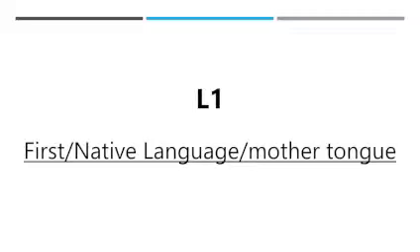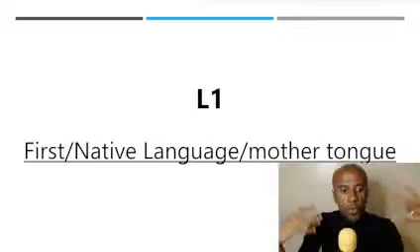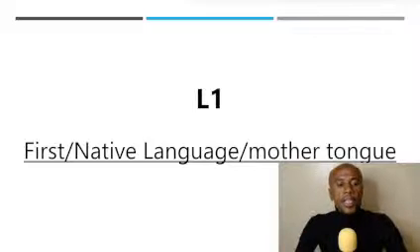Now, of course, L1 is an important concept in language education and in linguistics, as it can have a significant impact on a person's language learning and language use. For example, a person's L1 may influence the way they learn a second language and may also affect their ability to use the second language in different contexts. So in language education, L1 is often taken into consideration when teaching a second language, as it can provide a foundation for learning the new language, and it can be some sort of a resource for understanding and using the new language.